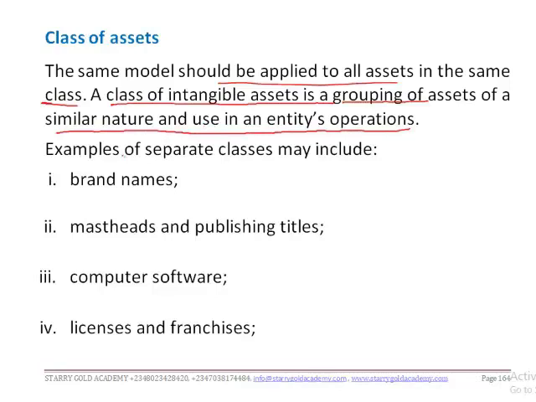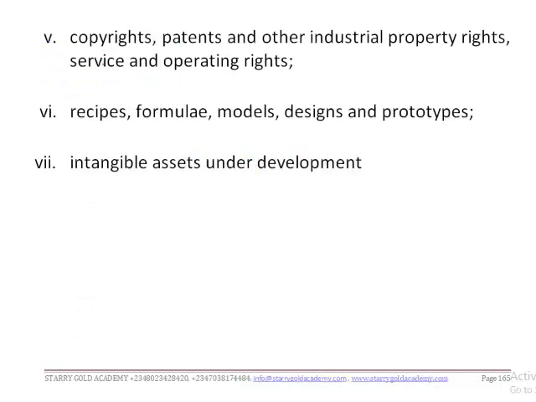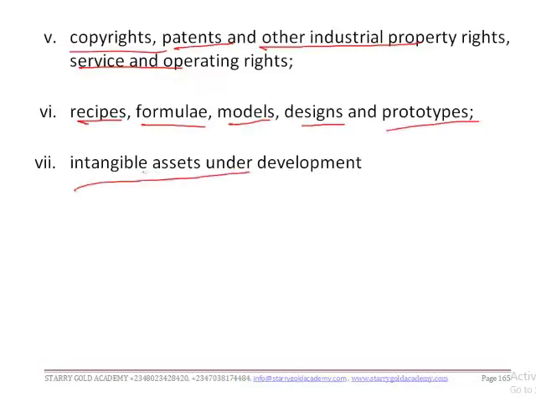They are of similar characteristics, of similar nature, of similar use in an entity's operations. Now, examples of separate classes may include what? Brand names, mastheads and publishing titles, computer software, licenses and franchises, copyrights, patents and other industrial property rights, service and operating rights, recipes, formulas, models, designs and prototypes, and intangible assets under development. All these are intangible assets that are of similar nature.